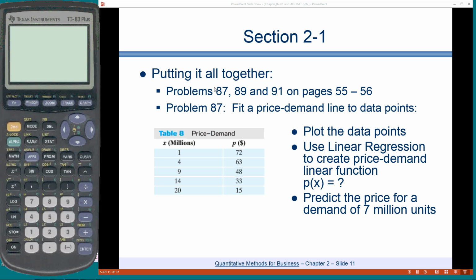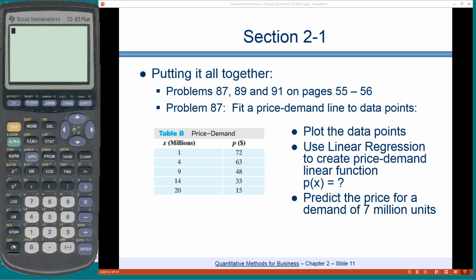So what we want to do for these problems, first off, it gives us a table with X values of demand in millions of units, and price. And it says do a linear regression to create a price demand linear function. So it wants us to use linear regression to create the equation for price. And to do linear regression, you need to put the X values in one list and the P values in another list in your calculator.